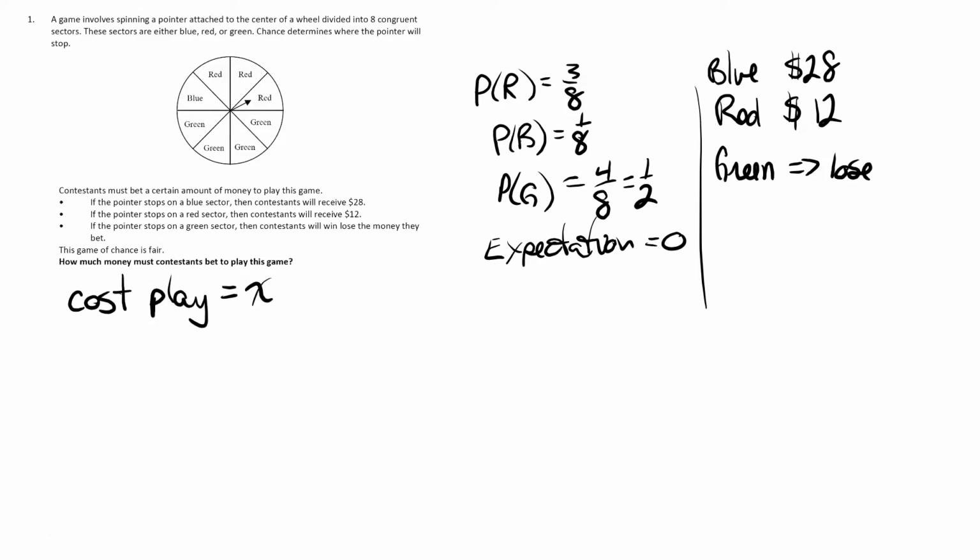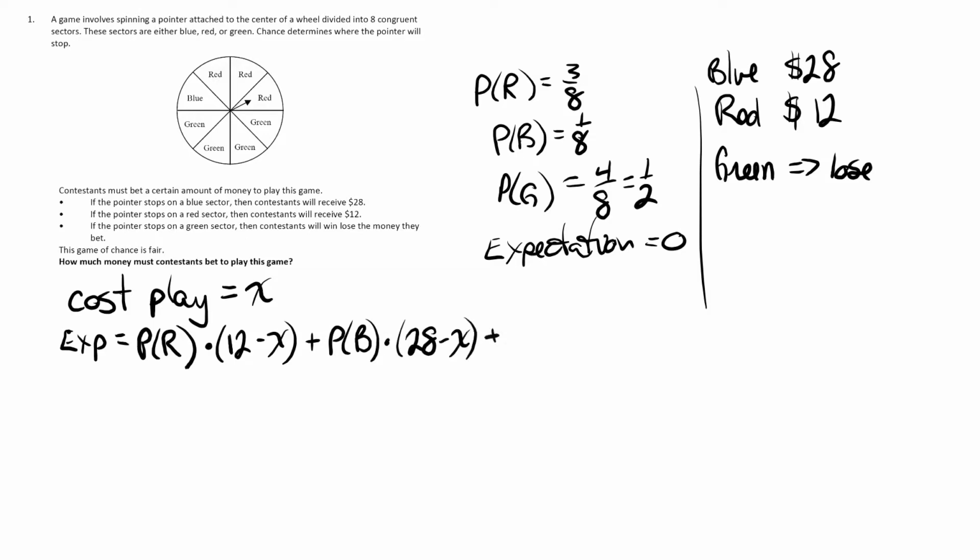Now we want to set up our expectation equation, and it's the probability of each outcome multiplied by the net gain for that outcome. So the probability of red times the net gain, which is 12 minus x, right? Because we have to subtract what it costs us to play, plus probability of blue times 28 minus x, plus probability of green times negative x.